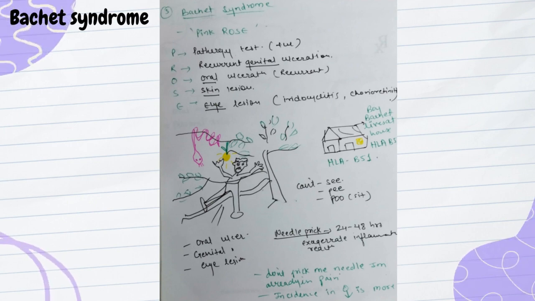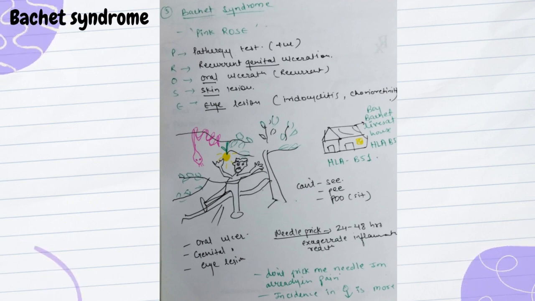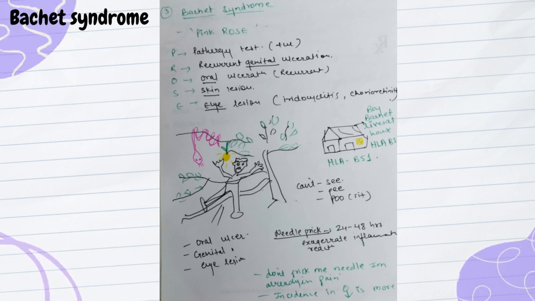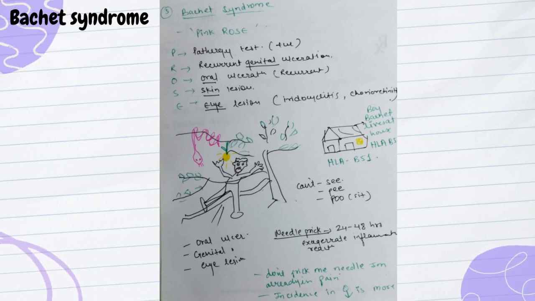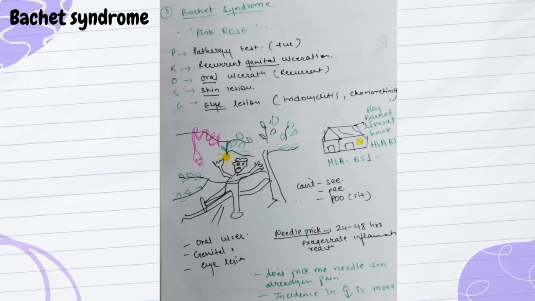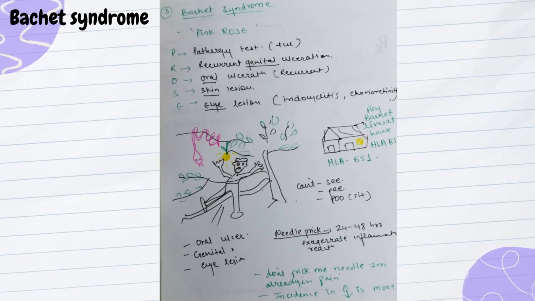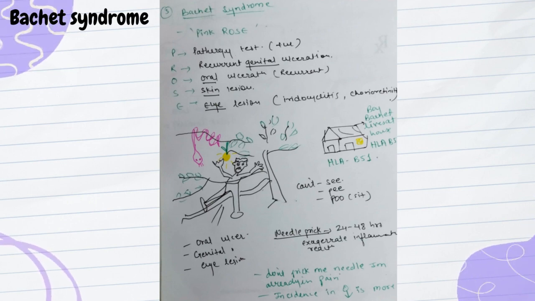P is for pathergy test positive. R is for recurrent genital ulceration. O is for oral ulceration, which is also recurrent. S is for skin lesion, and E is for eye lesion. For eye lesion, they can also use words like iridocyclitis or some words related to the cornea.